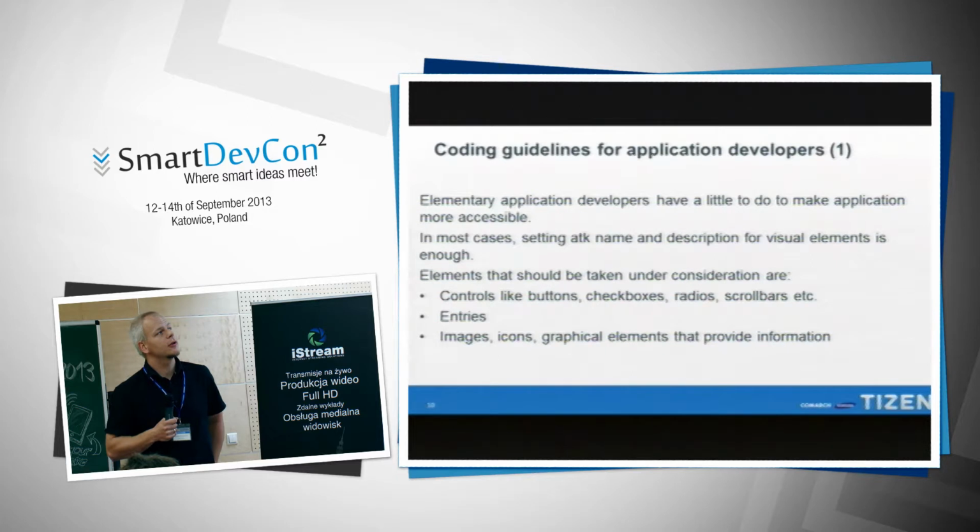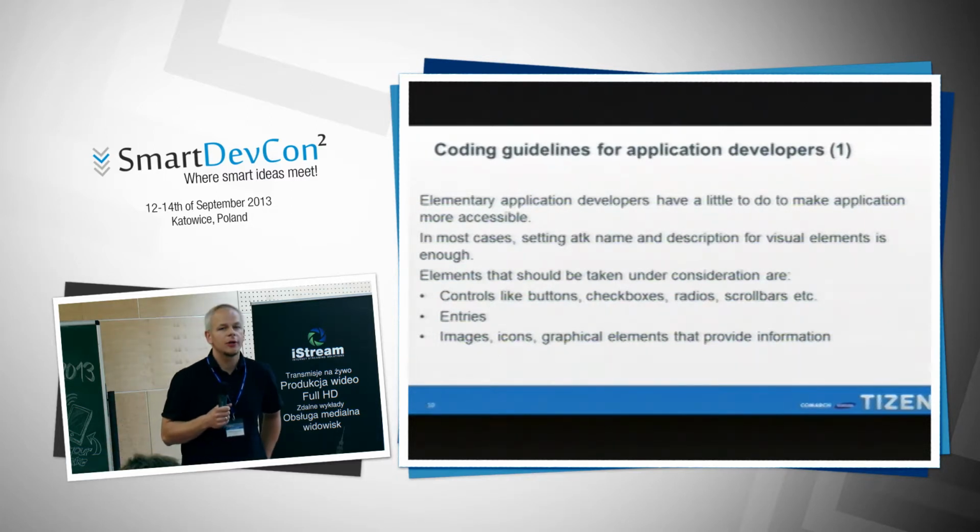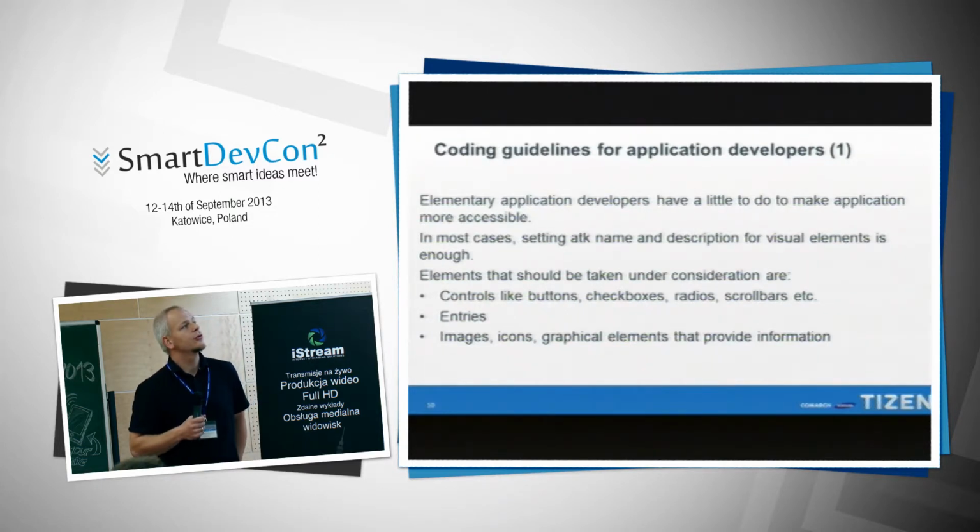Coding guidelines, where we'd like to encourage every developer to make just a little effort to make the application more accessible. And as I wrote here, in most cases, just setting ATK name and description for visual elements is enough. In that way, people with disabilities using some assistive technology will have access to these elements.